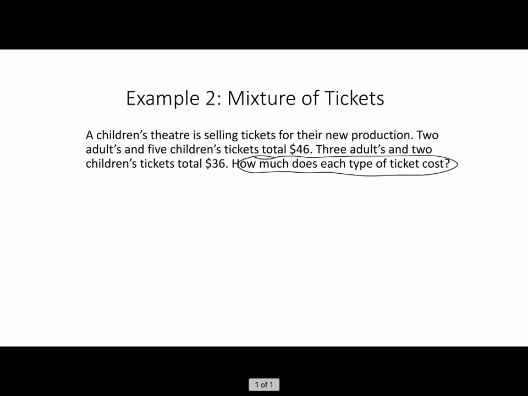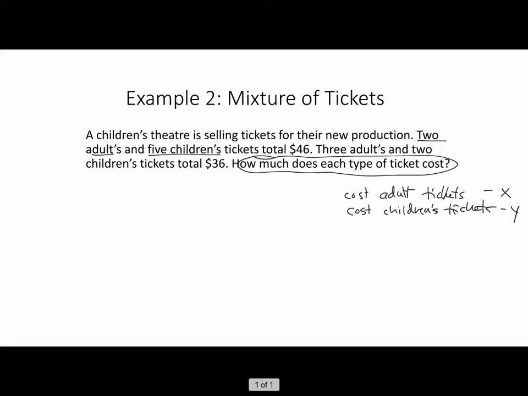So we're talking about 2 different types of tickets, right? We've got adults and children. So cost of adult tickets, and we've got cost of children's tickets. We don't know how much either of those are. That's what we're being asked to find. So any variable you want to choose to represent those, just make sure you label them.